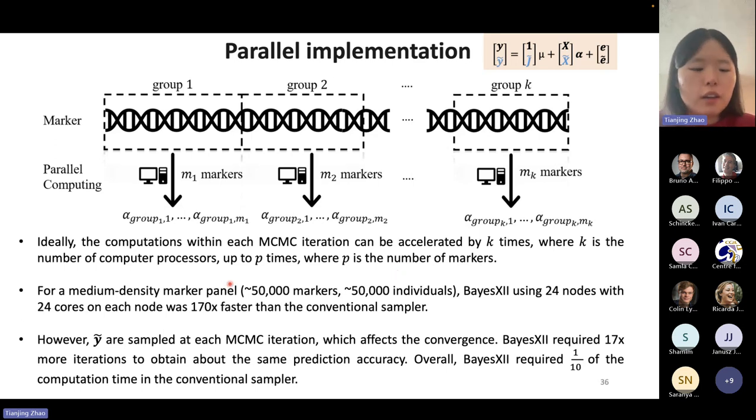And we tested on a middle density marker panel with 50,000 markers and 50,000 individuals. We used 24 nodes with 24 CPUs on each computer node. Our algorithm is 170 times faster than the conventional MCMC. However, you can see here, we also introduce another unknown, y tilde. At each iteration, we need to sample y tilde, and this affects the convergence. This makes our algorithm need 70 times more iterations to obtain the same prediction accuracy. So overall, we are 10 times faster than the conventional sampler.